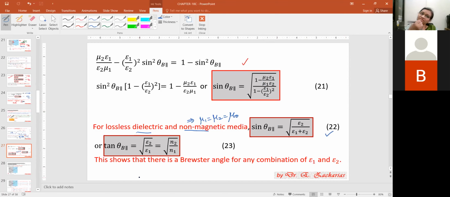Okay, and you can still make it simpler. You can write it in terms of tan. When you write it in terms of tan, it just becomes this. And what is this equation 23 trying to tell you? Equation 23 is trying to tell you that for any combination of epsilon 1 and epsilon 2, which are properties of the medium, for any combination of two mediums, there has to be a Brewster angle. So with this, we are concluding the theory of parallel polarization.